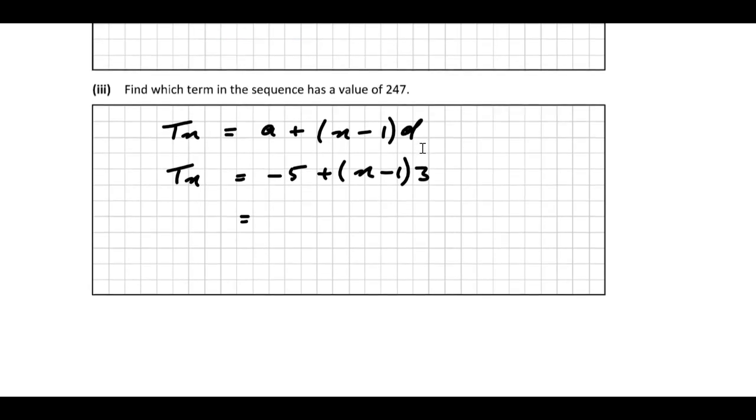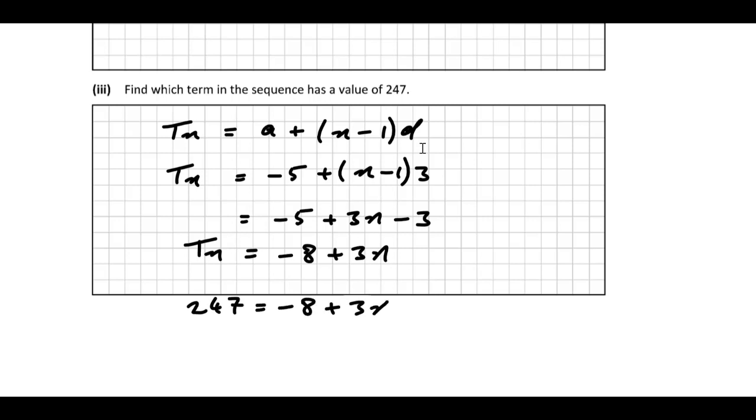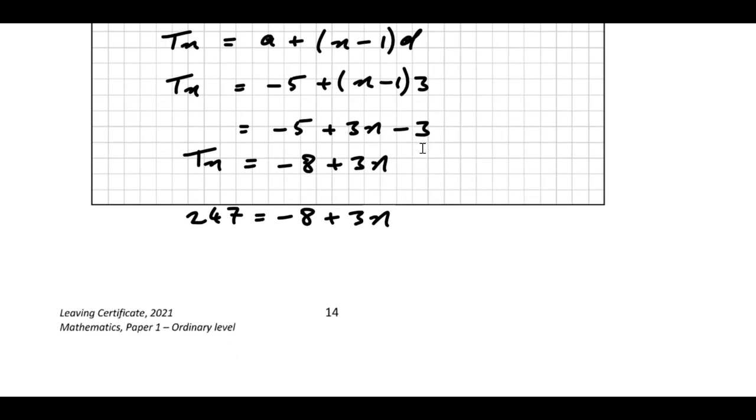So the formula that's going to work for our particular sequence is going to be 3 times n minus 1, so minus 5 minus 3, minus 8 plus 3n. This is our formula here. Now we want to find out what the n value is, the term in the sequence that has a value of 247. So 247 is going to be out here. We just got to work backwards to find what n is.